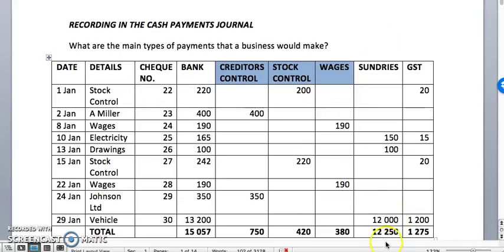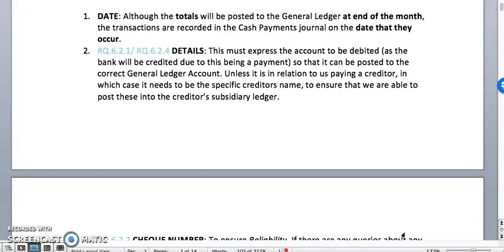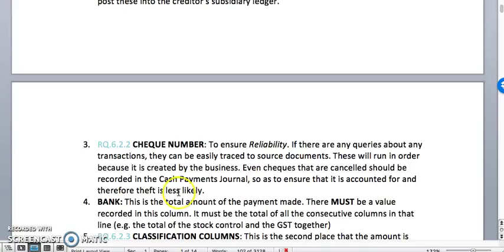So sundries is new, there was no sundries in our purchases journal or sales journal. Sundries is going to be for any infrequent, irregular transactions. These ones here, the ones that have their own columns, are for frequent transactions that happen a lot in the business. Sundries is infrequent one-off transactions that may not happen every month or may only happen once a month. And then finally our GST column. So again, like I said, all that information is down here for you to read through.